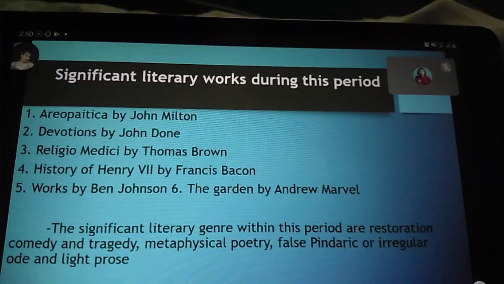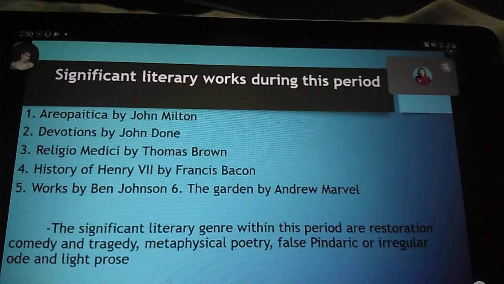Significant literary works during this period: Areopagitica by John Milton, Devotions by John Donne, Religio Medici by Thomas Browne, History of Henry II by Francis Bacon, works by Ben Jonson, The Garden by Andrew Marvell.